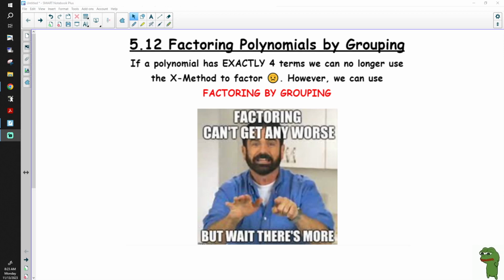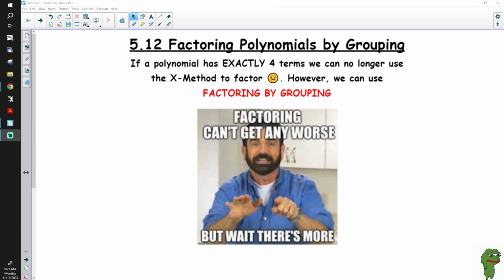Everything we've factored so far, quadratics and polynomial-wise, they've had 3 terms, an a value, a b value, a c value. We do our GCF, we do our x method, and we find our factors. If we have more than 3 terms, we can't really use the x method. We have this extra value now, and it kind of throws everything off. So we need a new way of factoring.